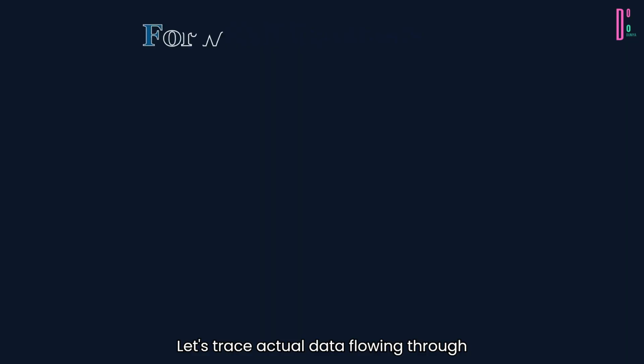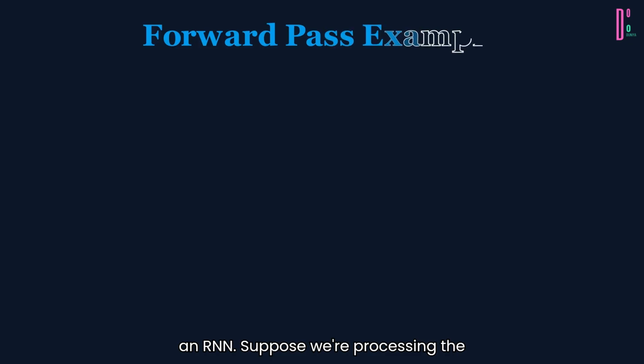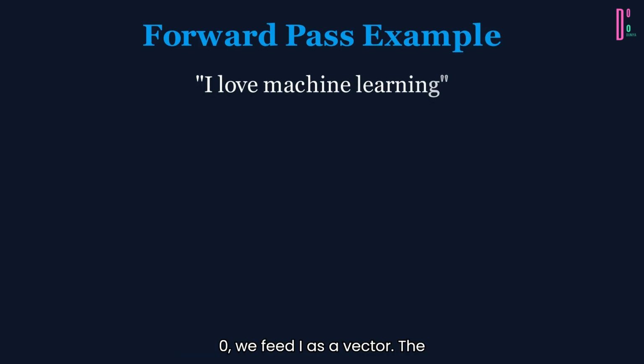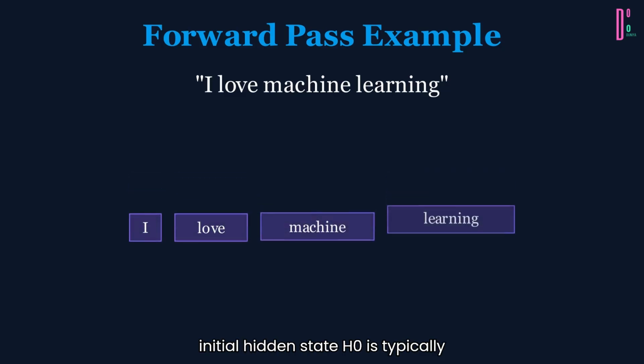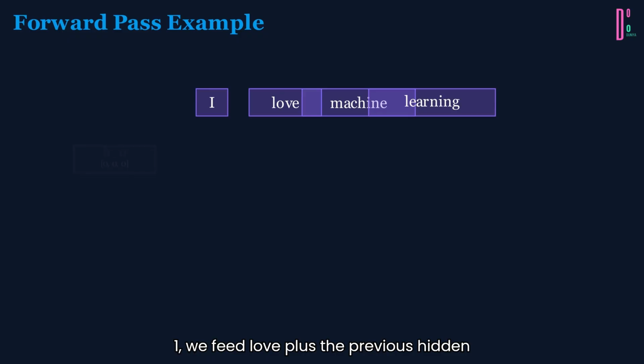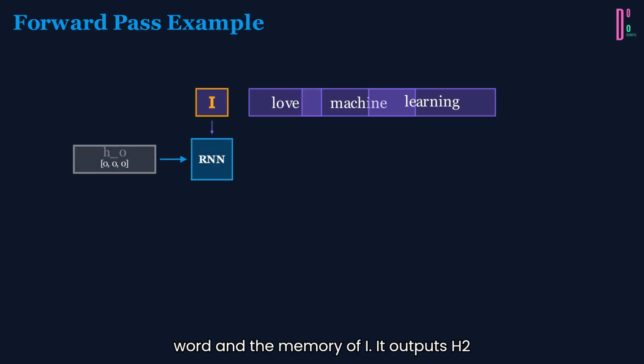Let's trace actual data flowing through an RNN. Suppose we're processing the sentence, I love machine learning. At t equals 0, we feed I as a vector. The initial hidden state, h0, is typically zeros. The RNN processes it, outputting h1, which now encodes I. At t equals 1, we feed love plus the previous hidden state h1. The RNN sees both the new word and the memory of I. It outputs h2 encoding I love.